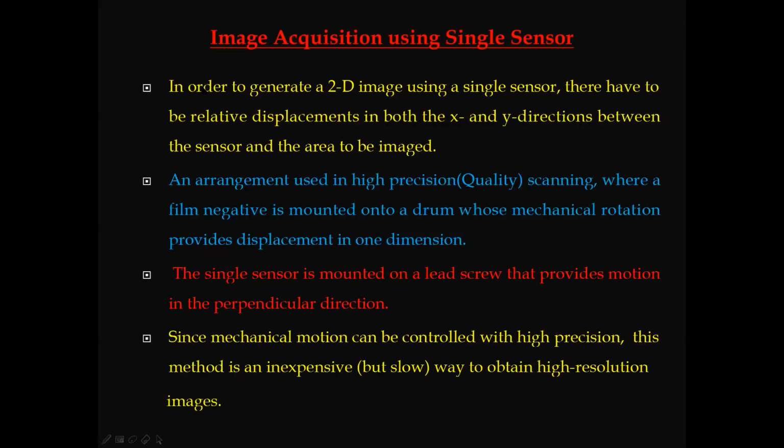In order to generate 2D images using a single sensor, there has to be relative displacement in both the x direction and the y direction between the sensor and the area being imaged. This is an arrangement used in high precision scanning, where film negatives are mounted on a drum whose mechanical rotation provides displacement in one direction. The single sensor is mounted on the lead screw that provides the motion in the perpendicular direction. Since mechanical motion can be controlled with high precision, this method is inexpensive but slow to obtain high resolution images.